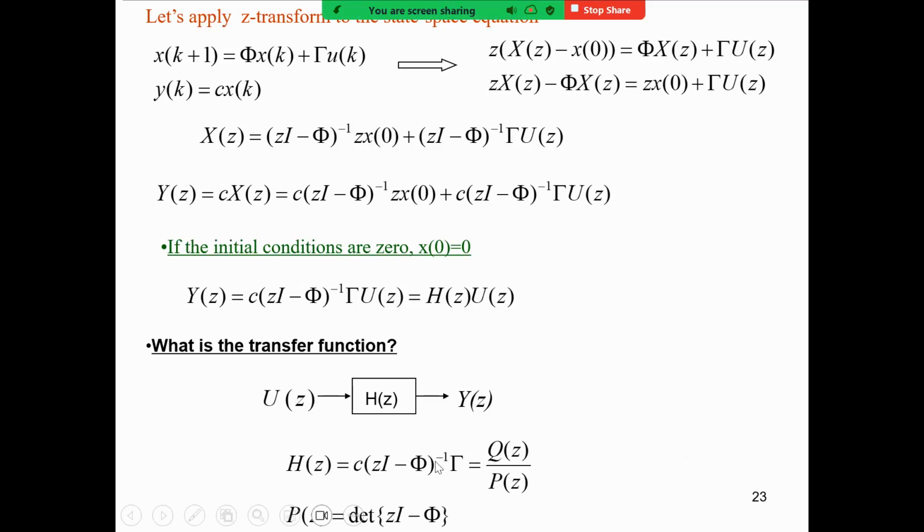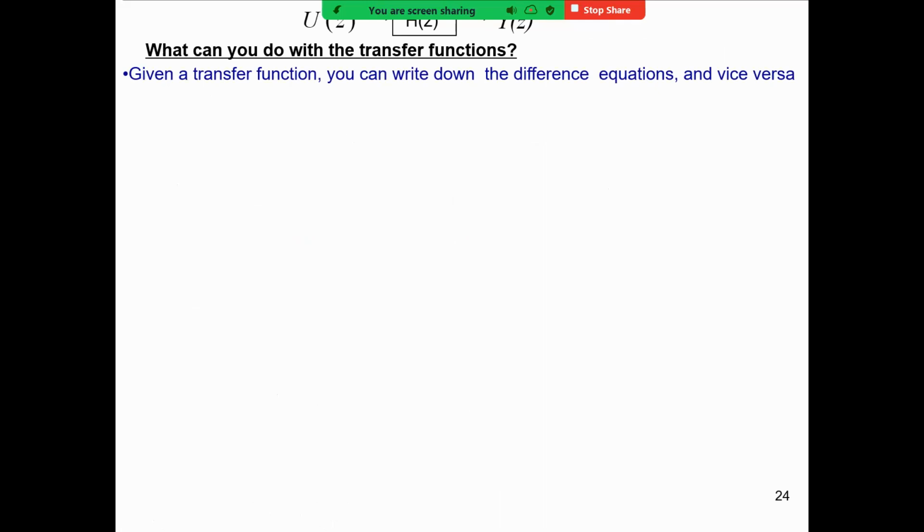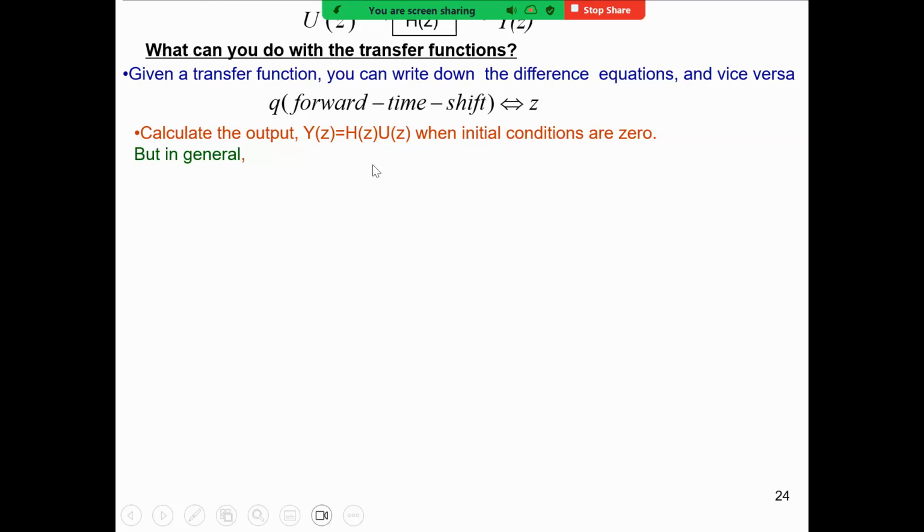But anyway, this is the one, right? Once you have this one, then you have the phi and gamma, so you can get the denominator of the transfer function, which is just the determinant of the matrix zI minus phi. What can you do with the transfer functions? There are many things you can do, right? Given a transfer function, there is always an associated difference equation, if you interpret the Z as the forward shift operator. The other thing that you can do is calculate the output when the initial conditions are zero.